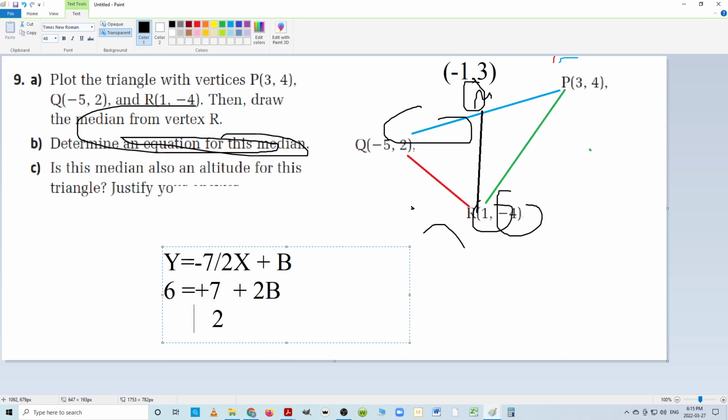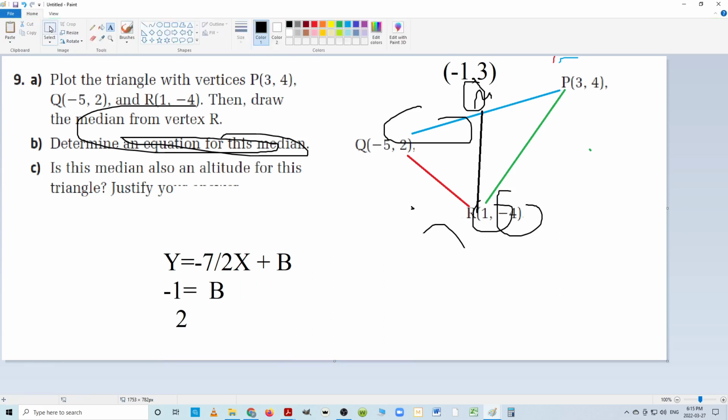So you can see I'm just left with 7 here. I subtract the 7 from both sides. I get 6 minus 7 is equal to 2b. That's minus 1. And when I divide both sides by 2, I discover that b is equal to negative 1 over 2. So now I have a formula for the segment line, and it's technically this: minus 7 over 2 x plus 1 over 2, I think it was. And now that's the equation for the median.